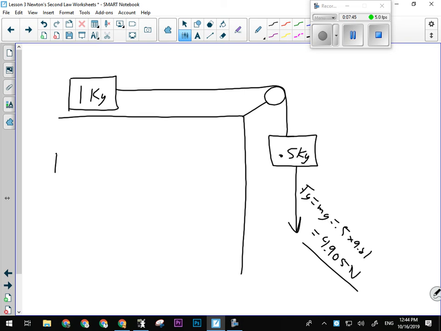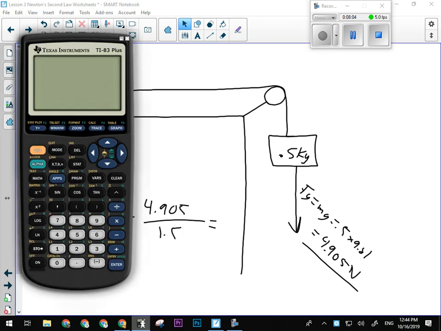So now, we just need to say that F net equals m times a, and then acceleration equals F net divided by m. And so that's going to be 4.905 divided by the mass of our system, which is 1.5 kilograms. So when we do that, we should get like 2 point something, 3 point something. So 4.905 divided by 1.5 gives us 3.27.